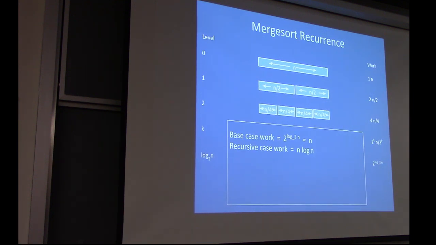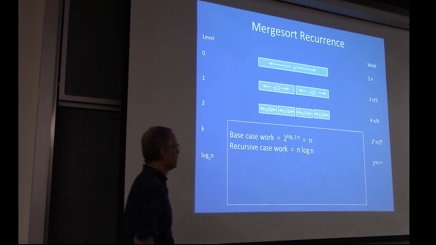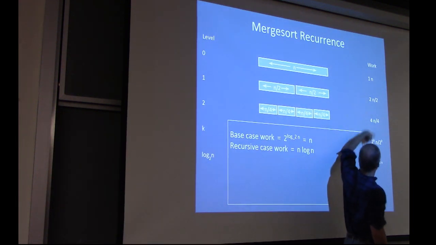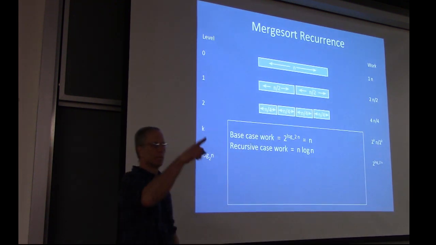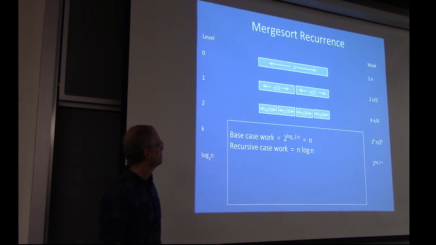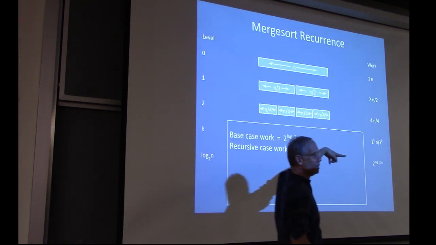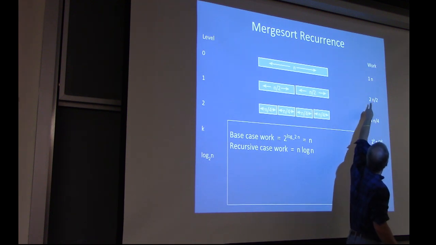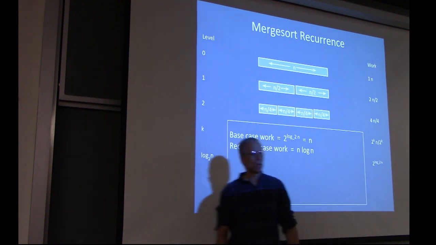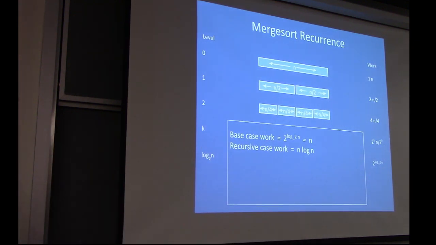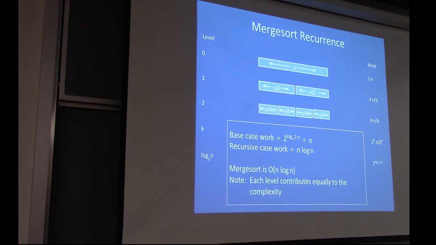Recursive case work is n log n. Where did that come from? How do we add up everything down to here and get n log n? It's n each time for log n times. Right, each level is n. This is n, this is n, this is n, and there's log n of these levels. So it's just n times log n. So overall it's n log n. Each level contributes equally to the complexity.